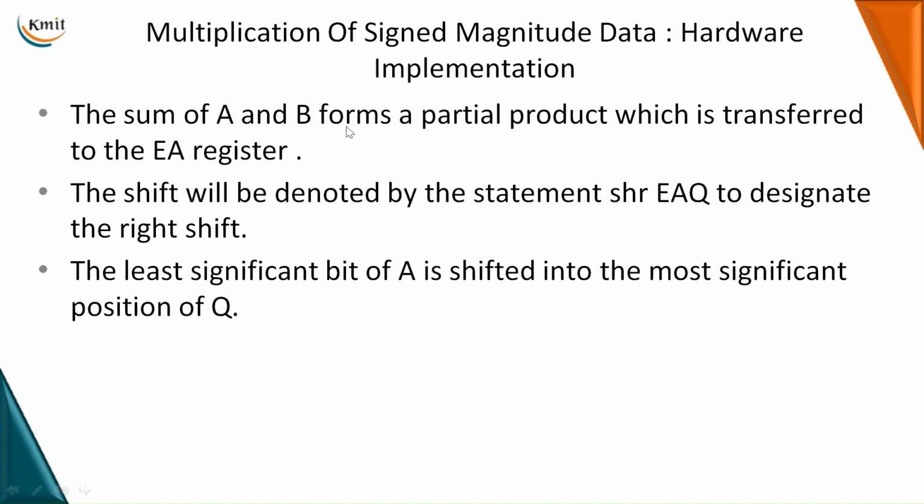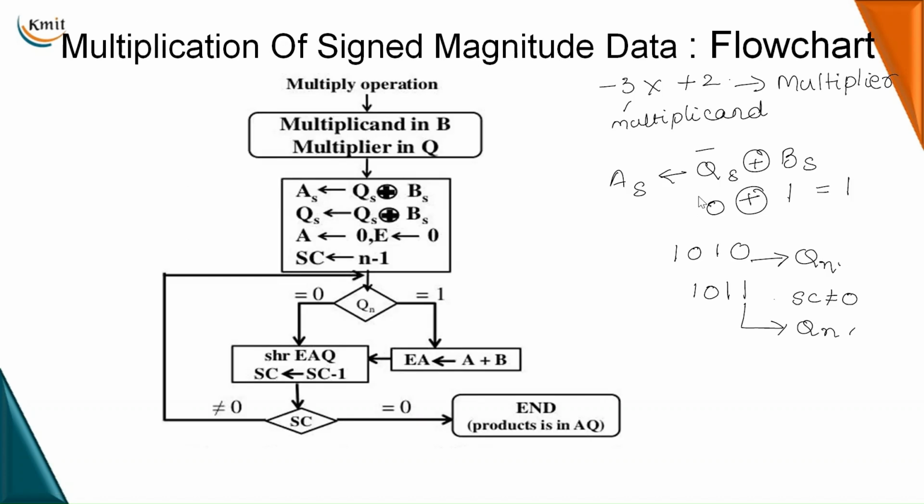Now the sum of A and B forms your partial product. This partial product is transferred to E and A registers. After performing the sum, the partial product is now stored in E and A registers. Next step, you are going to perform a right shift on the contents of E, A and Q registers. This is the hardware implementation.